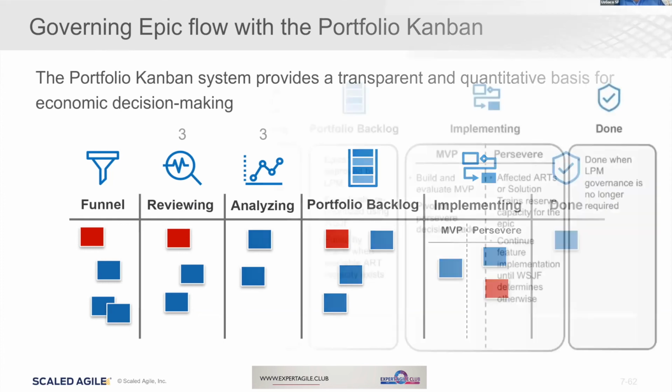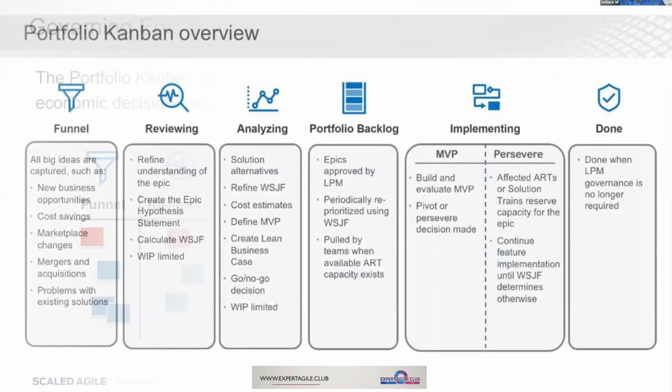So a little more detail here. These are the words underneath each one of those portfolio Kanban states. We call that exit criteria. What has to be in place for an epic to move from funnel to reviewing? Well, it has to be something that would relate to cost savings, marketplace changes, mergers, acquisitions, problems with existing solutions, or anything else the business can come up with. This is just an example.